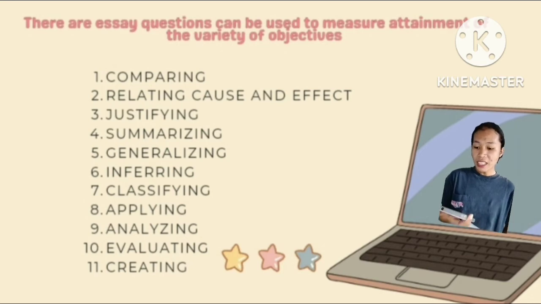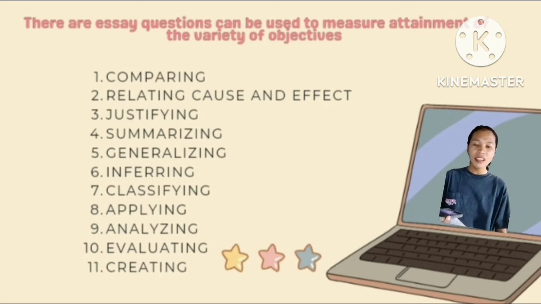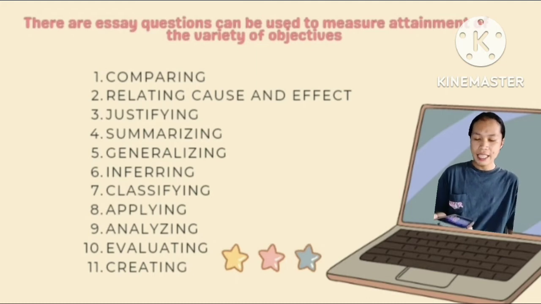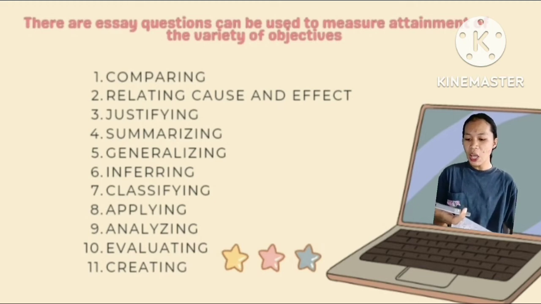Number 1. Comparing essay. It involves taking two or more subjects and analyzing the differences and similarities between them. Number 2. Relating cause and effect essay. The cause and effect essay is a form of argumentative essay. It details the relationship between the two subjects. Number 3, justifying essay. Justifying is stating a claim and supporting it with logical reasons and relevant evidence.